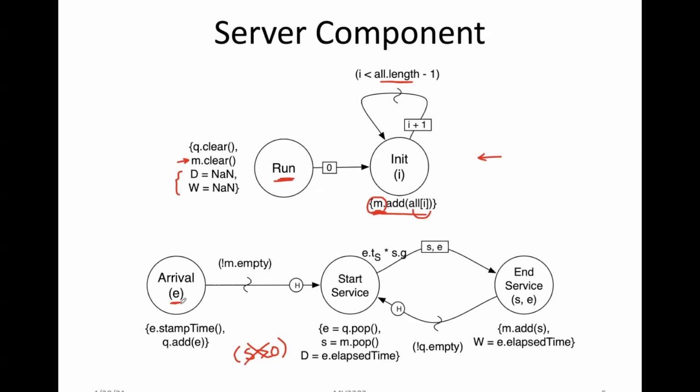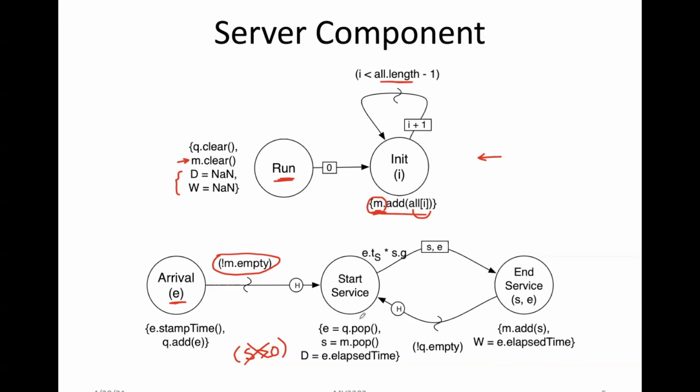Okay, so an arrival, we're going to have a customer as an argument. We're going to stamp its time and stick it in the queue. All right, now if this is not empty, then we can schedule start. If it is empty, then nothing happens.